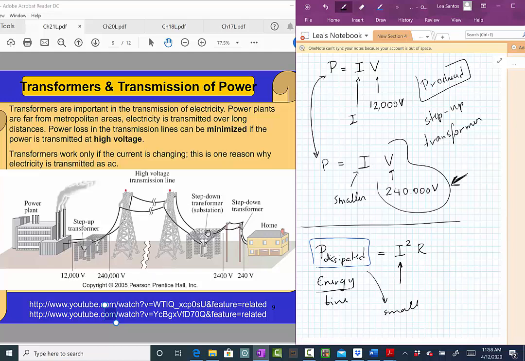And so once we go through these step downs, what is changing? The potential difference is becoming smaller, and now the current is getting larger. Okay, but again, I repeat, traveling along those very large distances, we want the current to be very small, because this will guarantee that the energy dissipated through these wires will also be smaller.